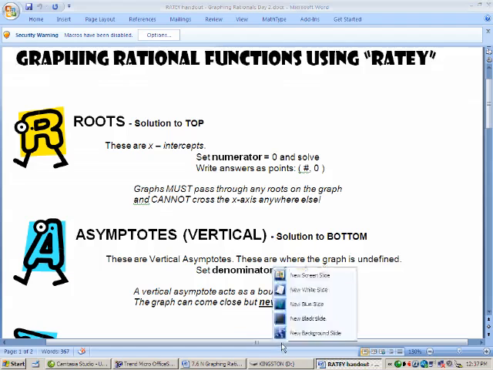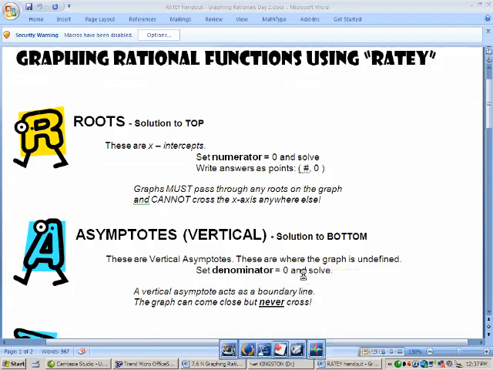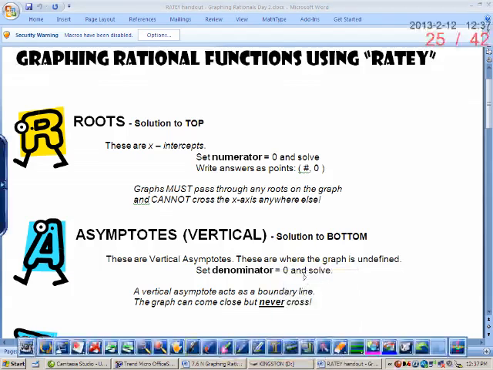So when we graph rational functions, we're going to go through this process using RADI. Okay? And each of these letters stands for something important that we need to do when we're graphing. And we're going to go through this process every time we graph a rational function. Okay? So the first thing we're going to look for are roots.